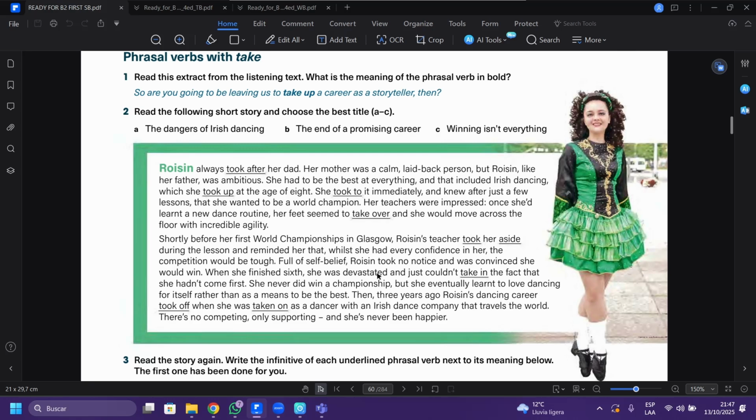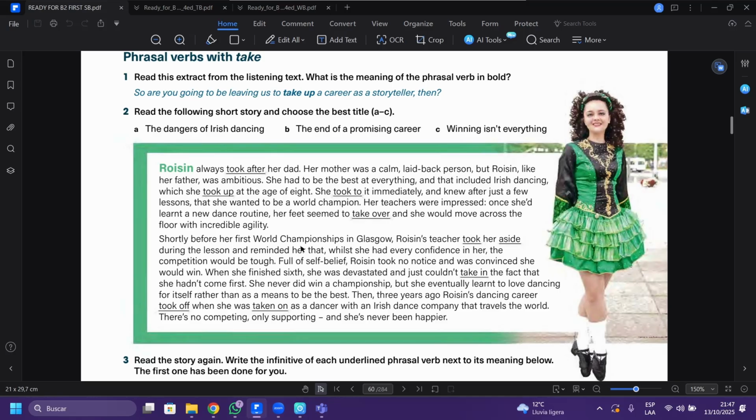Okay. Take to, right? All right. The next one is take over. What is the meaning of take over? Take over is like take control. Yes, control of something. To gain control over something. Yes, perfect.